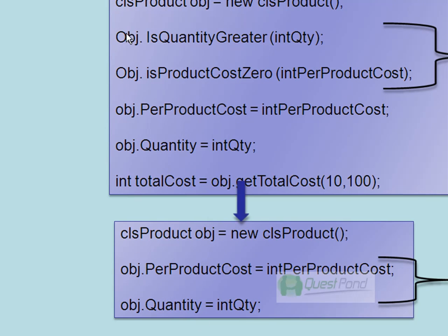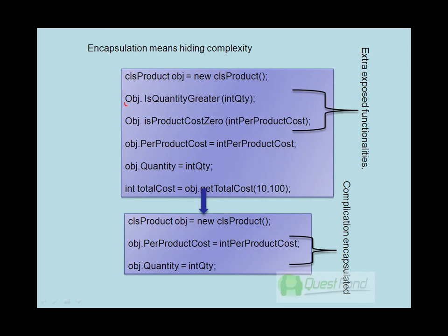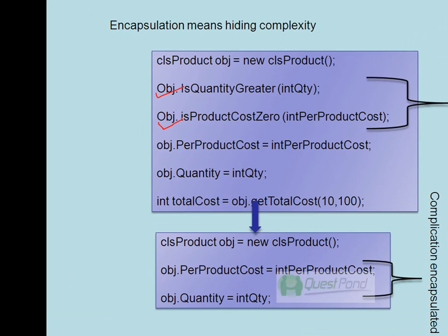Over here you need to interact with 4 different kinds of functions. You need to check is quantity greater, is product cost 0, and then set the per product cost and the quantity. But with encapsulation you just need to set the per product cost and quantity, and all the complications of checking the quantity or the product cost being 0 are completely inside the object itself. So encapsulation means hiding complexity.